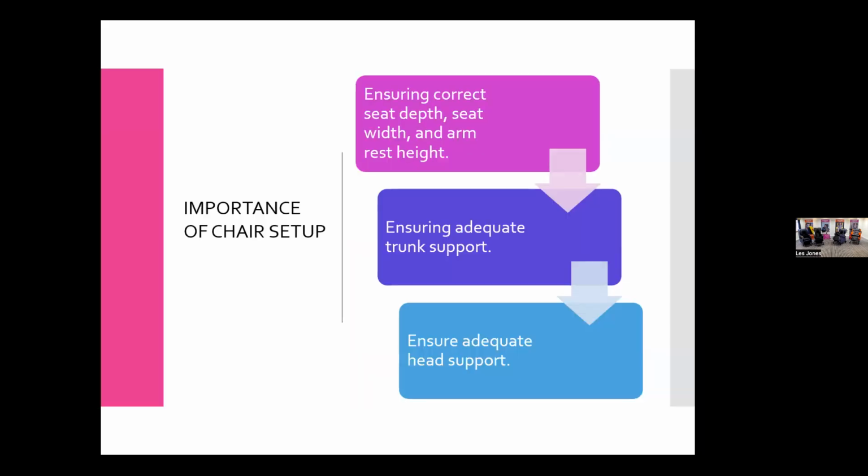With a thoracic kyphosis, we need to be mindful of the chair setup again, making sure that we have the correct seat depth, seat width, and armrest height. So we've got adequate trunk support and adequate head support. So again, all these basics, which sadly often are overlooked. If we are working with complex presentations, we still need to take a step back, go right back to the basics of chair setup and chair dimensions before we then build on that.